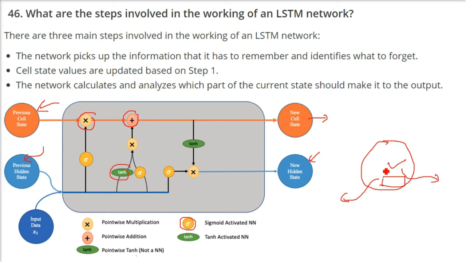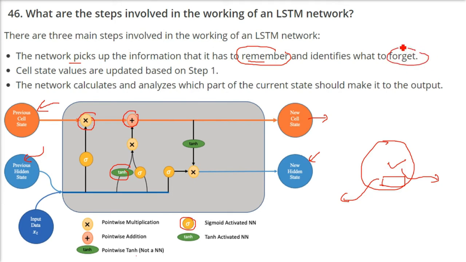So the three steps you need to understand here is, the network picks up the information that it has to remember and identifies what to forget. That is, to remember it will keep, to forget it will just leave.